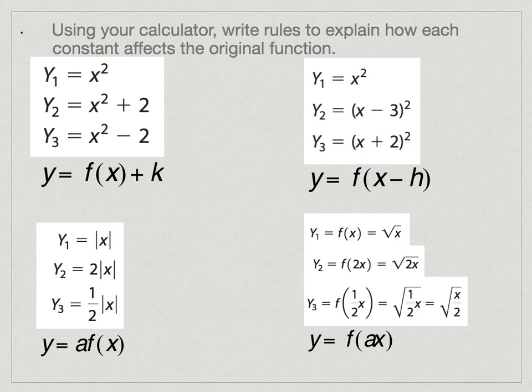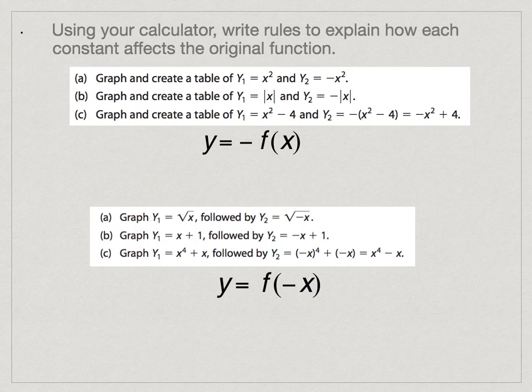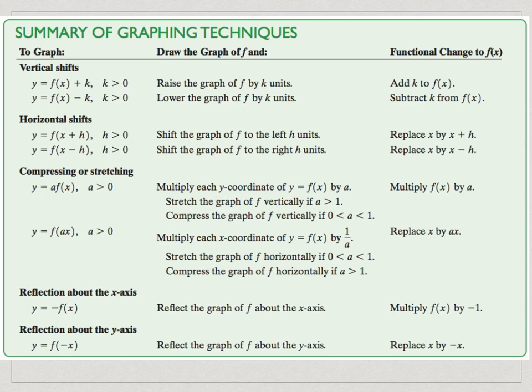We did this as an investigation in class, so you should have been able to find what the k, h, a when it's outside and a when it's inside, what those values do to the original function. Same thing with the negative signs, what do those do? And here it is, the summary of the graphing techniques. Okay, you can pause this video to look at it. It's also in your textbook.